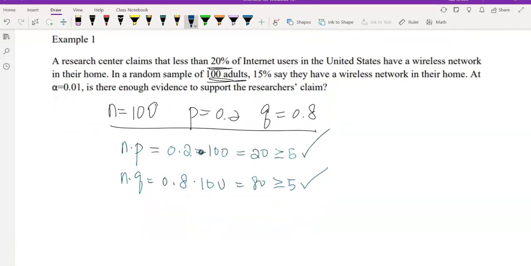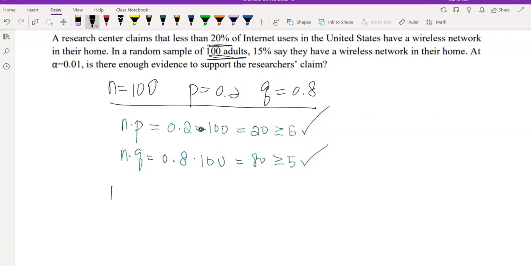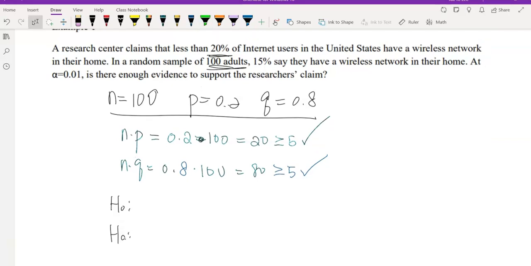So H0 and HA. When we look at the sentence here, less than 20%, less than means not including the equal sign, right? Which means it will be under HA, not H0. Be careful. So you can say the proportion p is less than 0.2, and that's the claim. Which means p is bigger than or equal to 0.2 will be our null hypothesis.